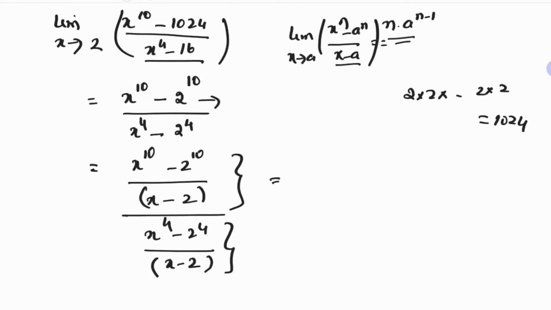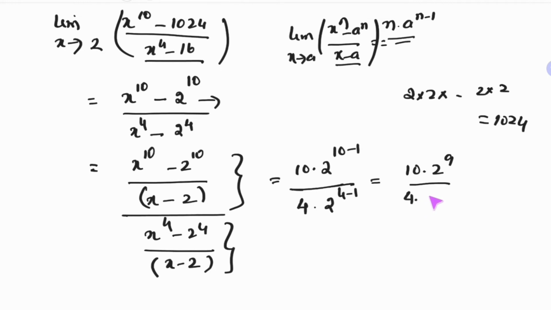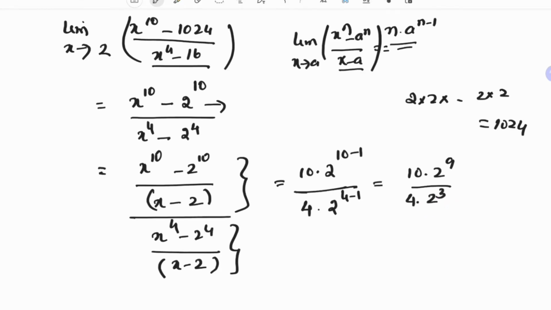So this is of the form of this theorem. What is n here? n is equal to 10, power is 10, a is 2, 10 minus 1. Similarly for the denominator you'll apply. Power is, that is n is 4 and a is 2, 4 minus 1. So you will get 10 into 2 to the power 9 by 4 into 2 to the power 3. If you calculate this, you're going to get 160.